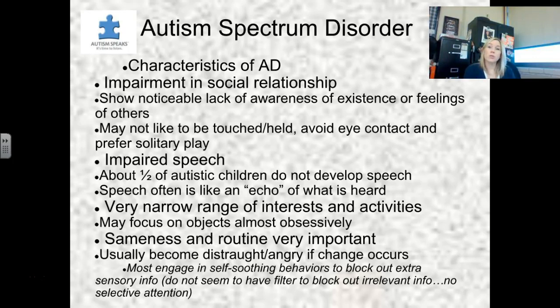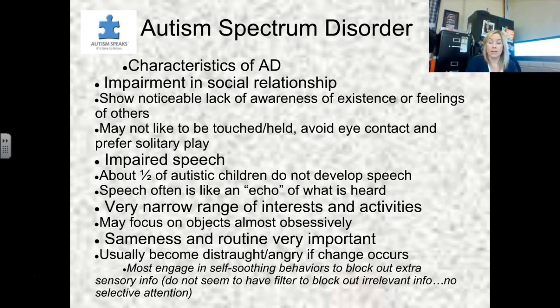There can be presentation of impaired speech. About half of autistic kids don't develop normal speech patterns when they're young, and that's a very key identifying factor in diagnosing ASD at a young age. If a child does not have a certain level of words that they have met by certain developmental points, that is a diagnosable characteristic of autism spectrum disorder.